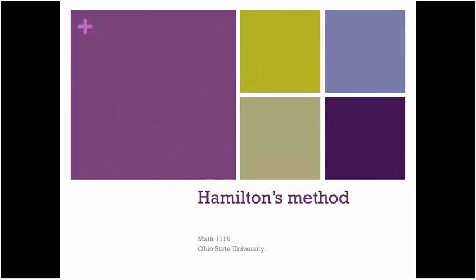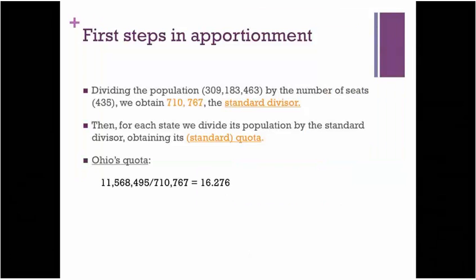Here we're going to learn about Hamilton's method, which is the method of apportionment. So let's recall what we had done. Our first steps in apportionment were as follows. We divided the entire apportionment population of the United States, which was about 309 million, by the number of seats specified in the House of Representatives. That's 435. And when you do that, you obtain a number, 710,000 and so on.